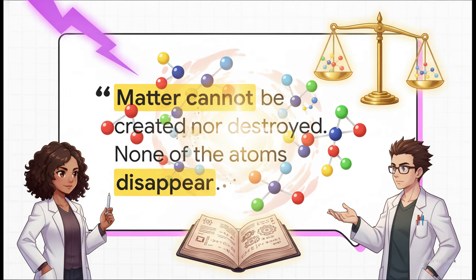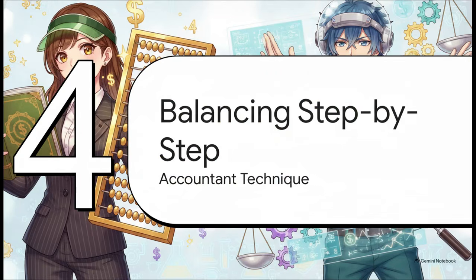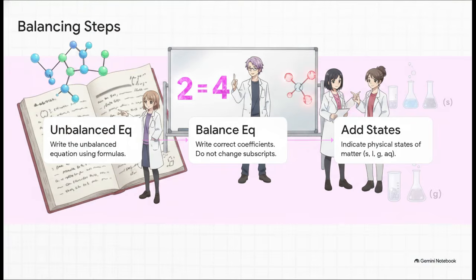This sets the stakes for why our equations have to be perfectly balanced. An unbalanced equation? It's a lie. It literally violates the laws of physics. Which brings us to Section 4, Balancing Step by Step, the accountant technique. I actually love this part because balancing an equation is basically a highly satisfying logic puzzle.